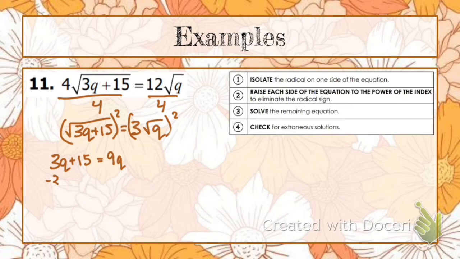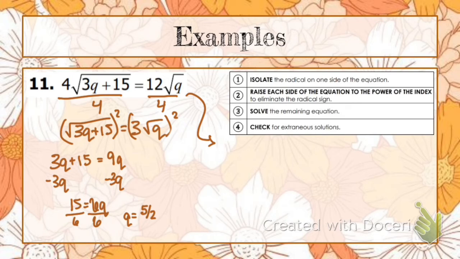All right, so if we subtract 3q from both sides, we're going to get 15 equals 6q. And then we'll divide both sides by 6 to get q equals 5/2, or 2.5, whichever you prefer. And then we're going to check our answers.